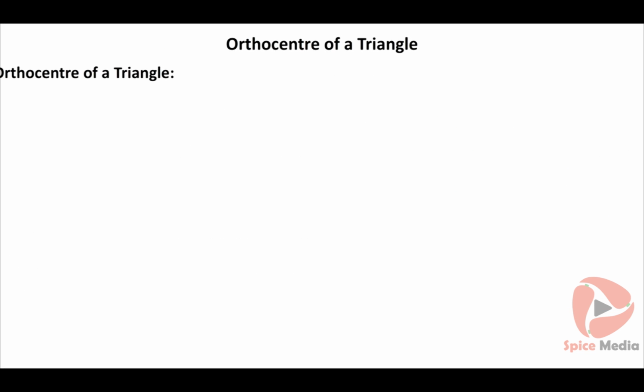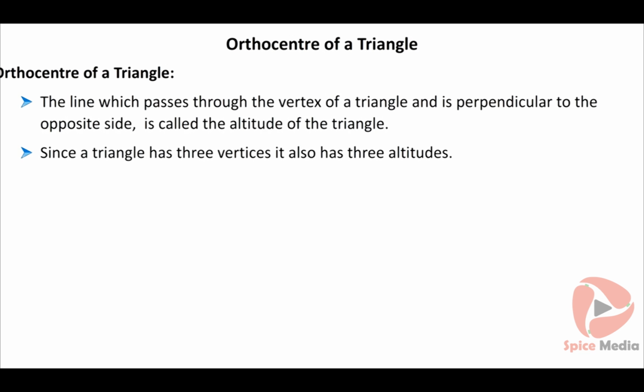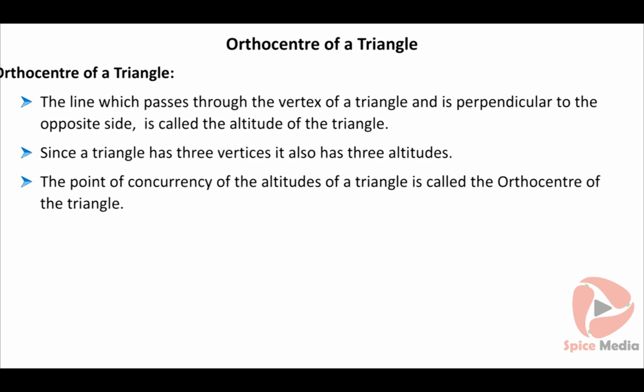Orthocentre of a triangle. The line which passes through the vertex of a triangle and is perpendicular to the opposite side is called altitude of the triangle. Since a triangle has 3 vertices, it also has 3 altitudes. The point of concurrency of the altitudes of a triangle is called the orthocenter of the triangle. Orthocenter is usually denoted by H.